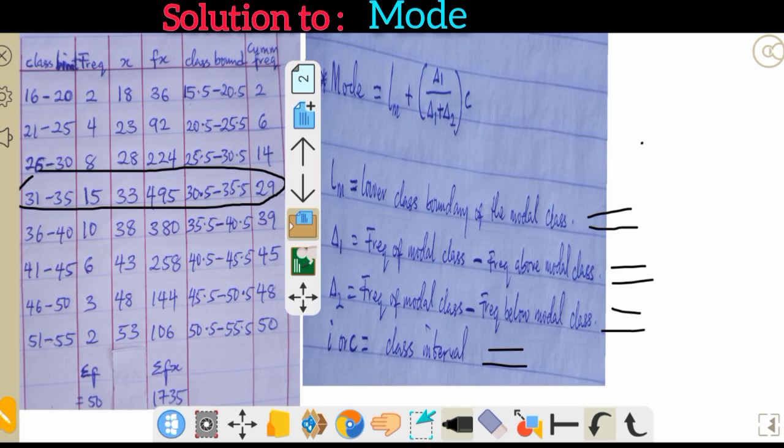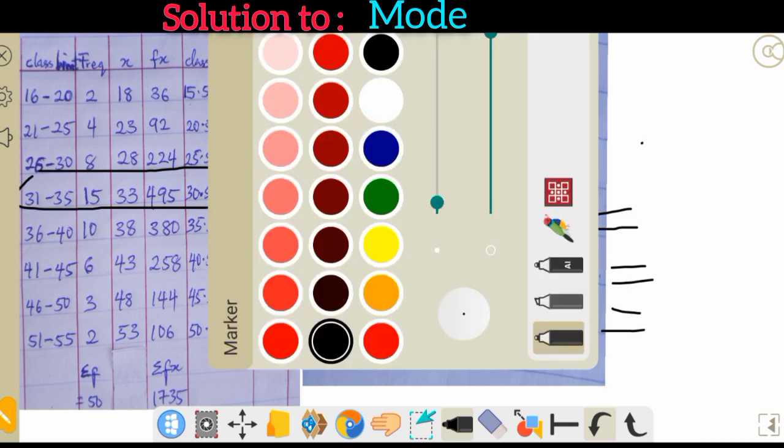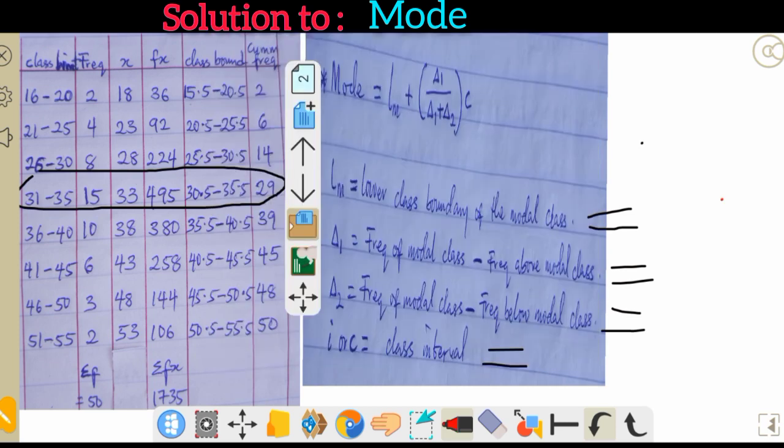So that means lower class boundary of the modal class. What is the lower class boundary of the modal class? That is this number here. Let me highlight it for you in red. This number here, lower class boundary. So that of the modal class is 30.5. We have gotten our Lm.